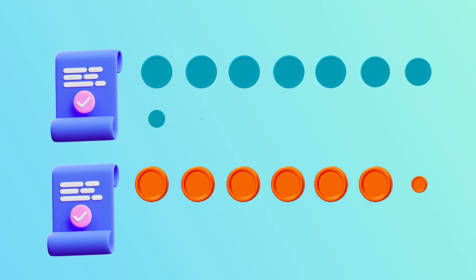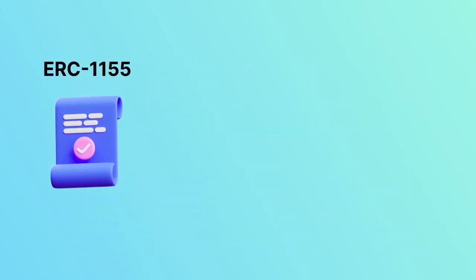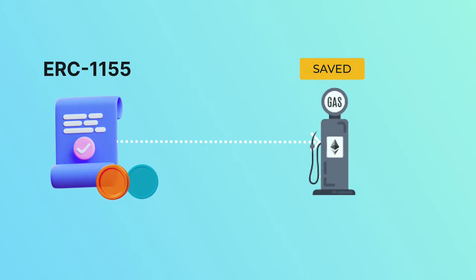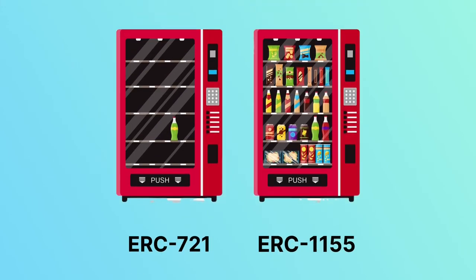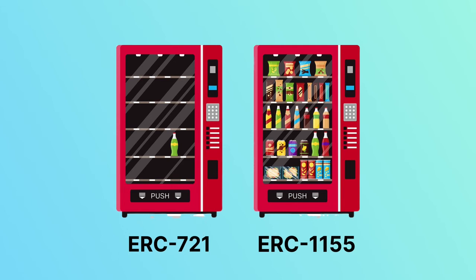While the other standards require the deployment of a new smart contract for the generation of each new token, 1155 allows for the creation of an endless number of tokens in a single smart contract. As a result, a ton of gas fees are saved. Think of the ERC 1155 standard like a vending machine that uses a single secure interface and dispenses a wide variety of items.